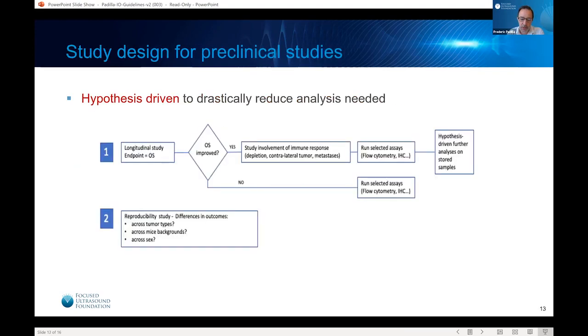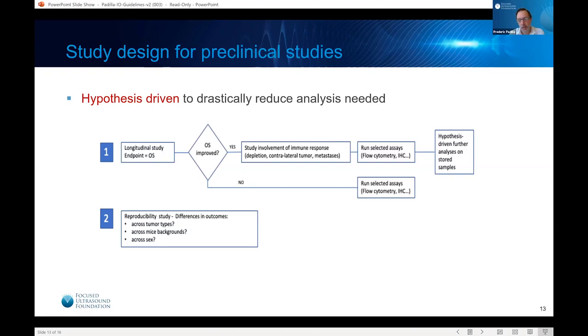So for preclinical studies, our recommendations are slightly different. It's really to design the study based on hypothesis. And what we would recommend is to start with a longitudinal study, with the endpoint being overall survival. When it's not possible, something that we discussed, for example, for subcutaneous tumors, sometimes it's not possible to ablate the whole tumor. So tumor growth control can be the endpoint, but first perform a study with this endpoint. If there is no improvement, then maybe run selected assays to try to identify what the cause of the problem might be, until we really have an effect on this overall survival or this primary endpoint.